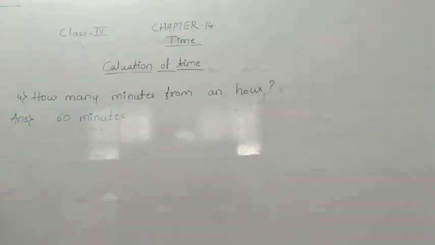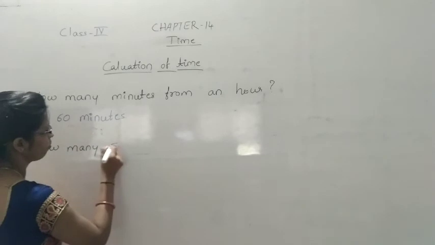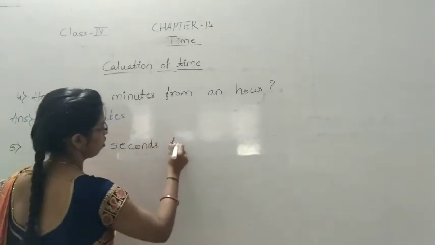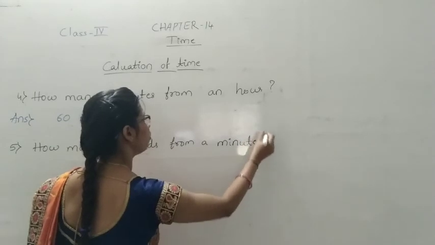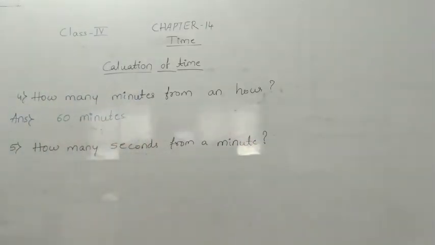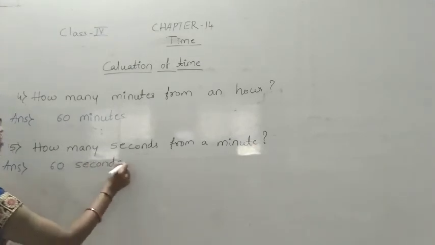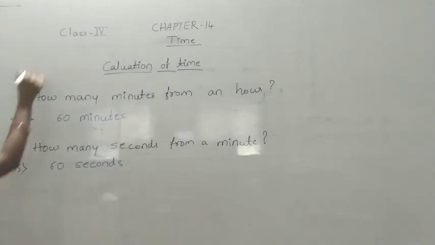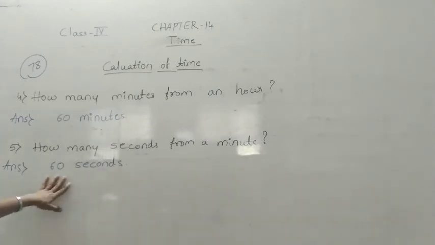60 minutes. The fifth question is, how many seconds are there in a minute? How many seconds in a minute? Answer is 60 seconds. What is the answer? 60 seconds. On page number 78, they have given this kind of questions. Dear students, after watching the videos, you should write the answers for the given questions.